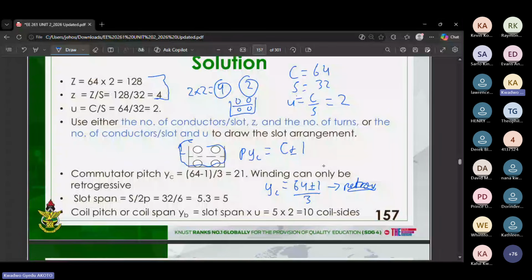And then the last part says calculate your slot span, calculate your coil span. We already know that slot span is equal to S on 2P. I've already mentioned this.